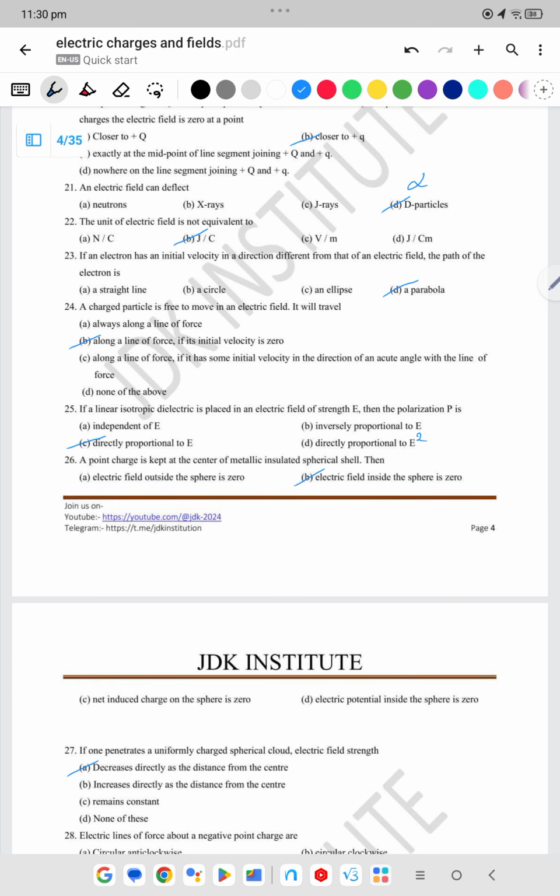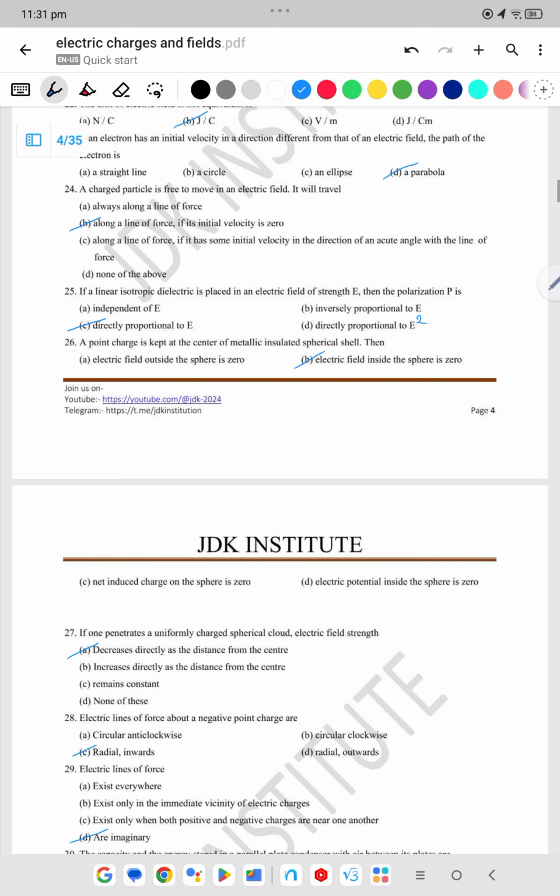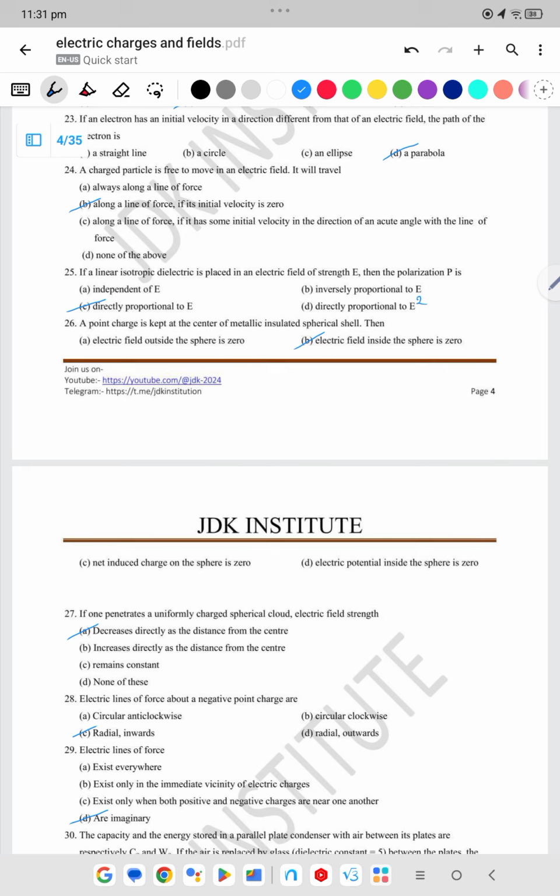If an electron has an initial velocity in a direction different from that of an electric field, the path of the electron is a parabola. A charged particle is free to move in an electric field. It will travel along a line of force if its initial velocity is 0. If a linear isotropic dielectric is placed in an electric field of strength E, then the polarization P is directly proportional to E.